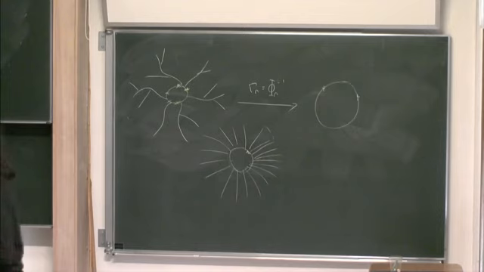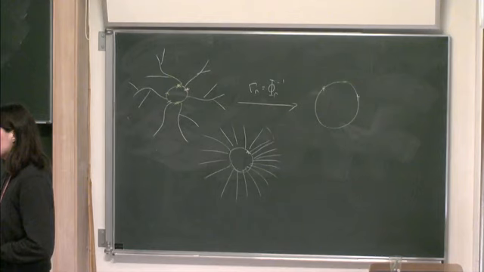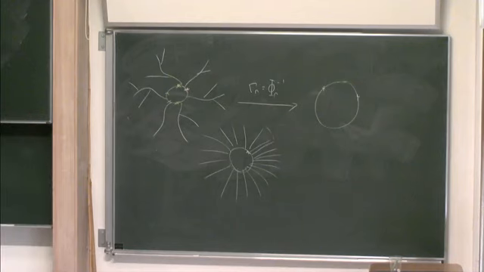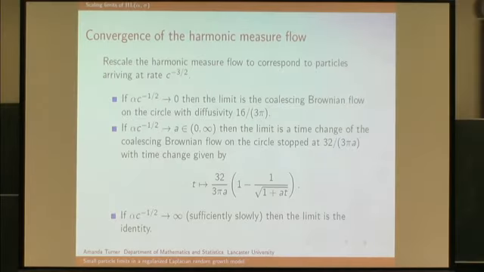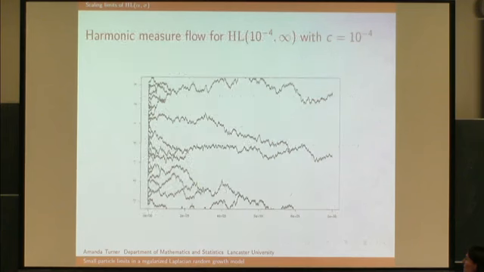Well, what happens then is that the harmonic measure flow converges to a time change of the coalescing Brownian flow on the circle, and this is the important bit, stopped at some point, and we can write down the time change explicitly. Okay, so let's see some pictures of that.